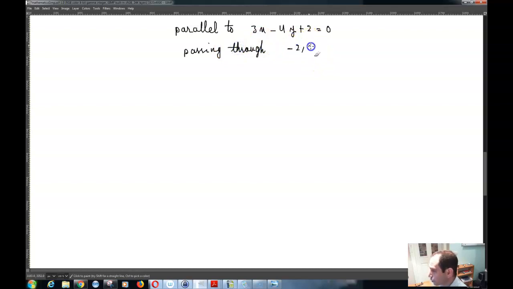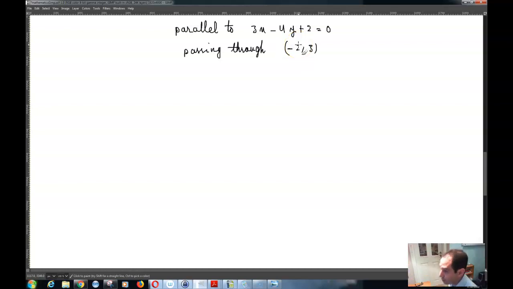Okay, so the next question is you want to find the equation of a line which is parallel to 3x minus 4y plus 2 is equal to 0, and passes through the point negative 2 comma 3.